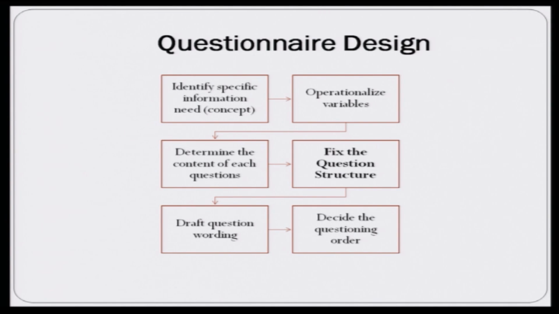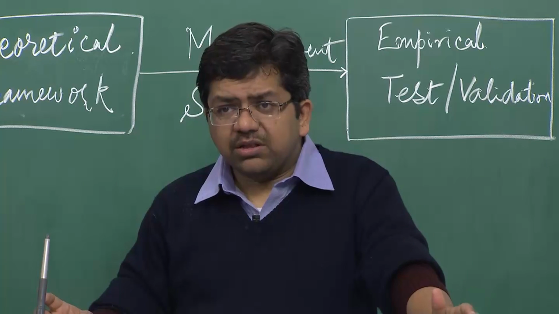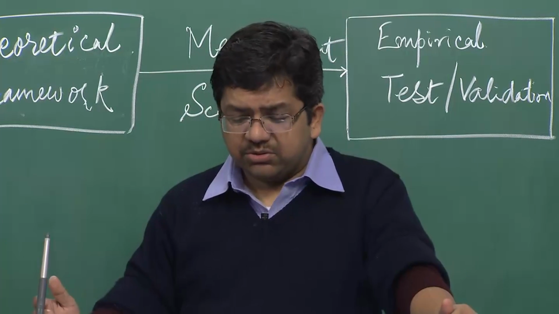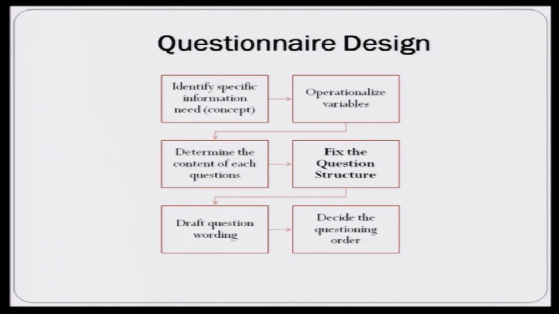wherein we looked into the various steps of the questionnaire design process as illustrated in this slide. You first start by identifying the specific information needs, then you decide which variables to be measured, and then you come out with the operational definition of those variables. Then you determine the content of each of those variables, and you frame the questions that will be required to measure them, then you draft your question wordings, decide the questioning order, and this is how you design your questionnaire.